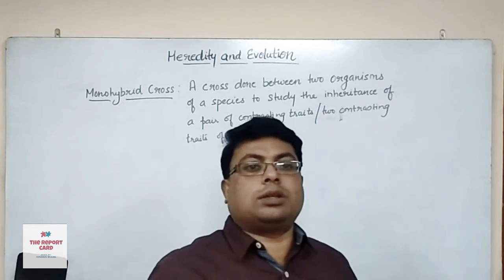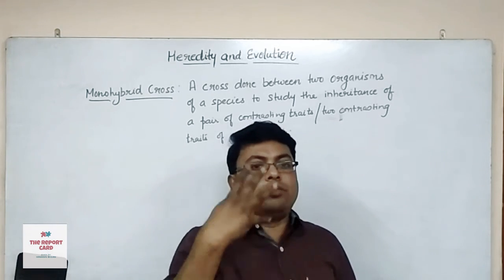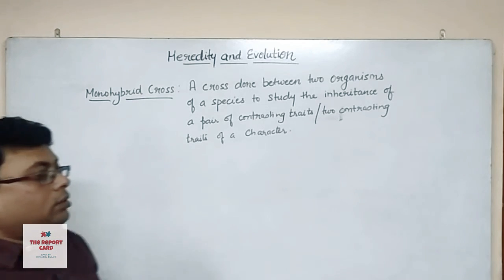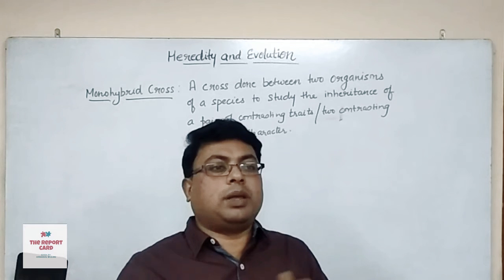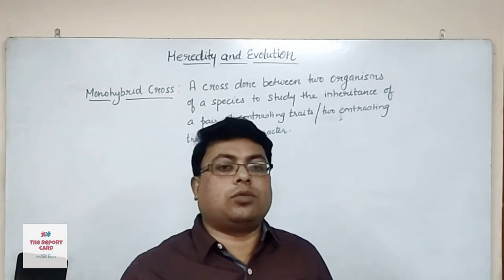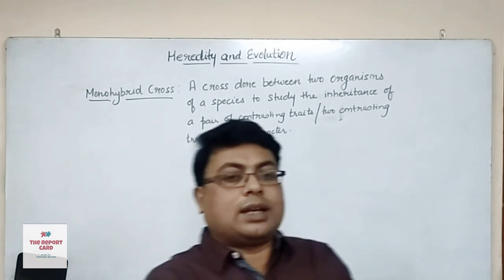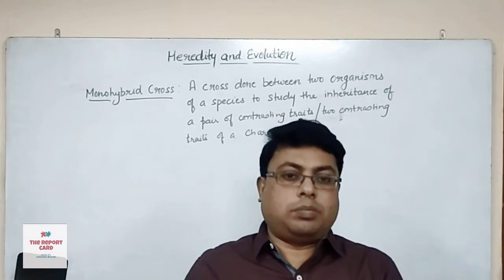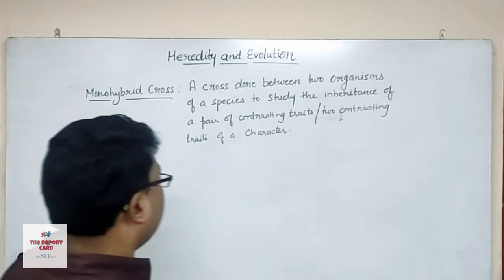This was the very first experiment that Mendel also did. Now what did Mendel do exactly? Mendel took pea plants and he took into consideration one character, that was the height of the plant. He took two categories of plants, tall plants and short plants.